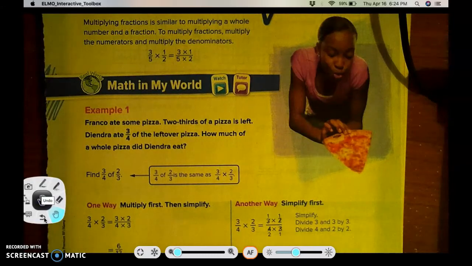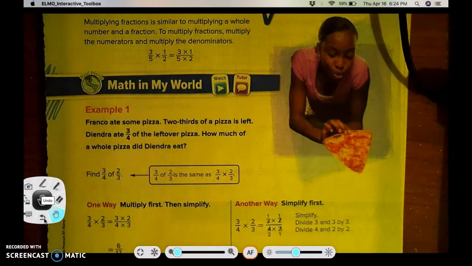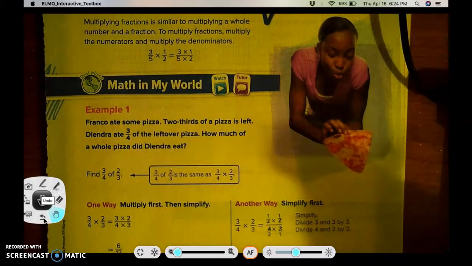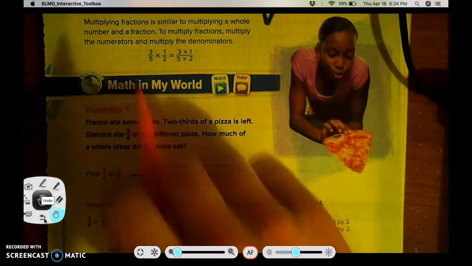Jumping into Chapter 10, Lesson 6, Multiplying Fractions. This is kind of the standard way to do it, so we'll jump right into it. Multiplying fractions is similar to multiplying a whole number and a fraction. To multiply fractions, multiply the numerators and multiply the denominators. So you just multiply straight across when we're multiplying a fraction by a fraction, just like we did with the whole number. When we turn it into a fraction, we just multiply straight across.